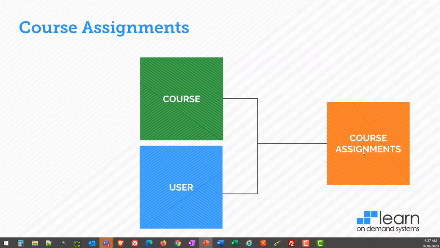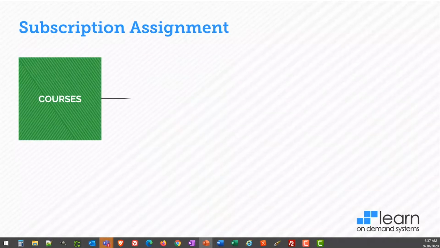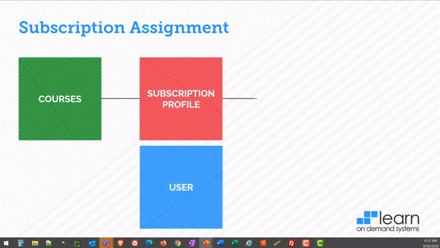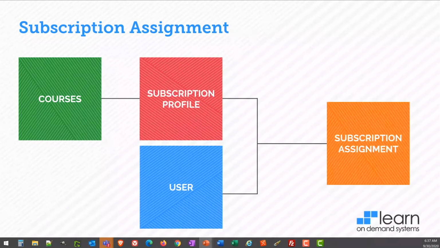And the course assignment can be created manually. They can be created through the API and with training keys as well. The last piece then is a subscription assignment. A subscription assignment gives one user access to multiple courses for self-paced training.